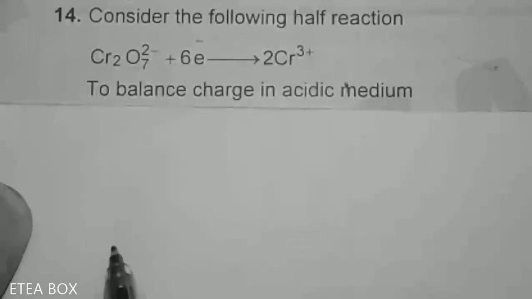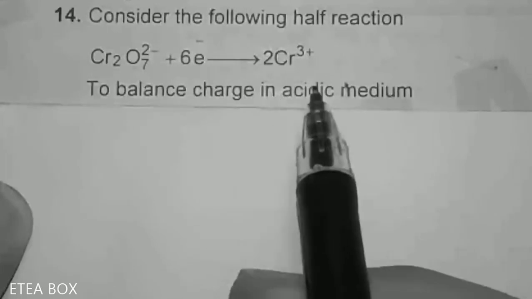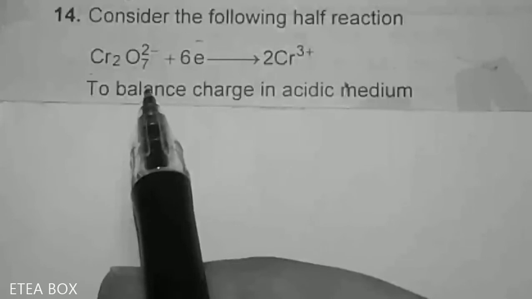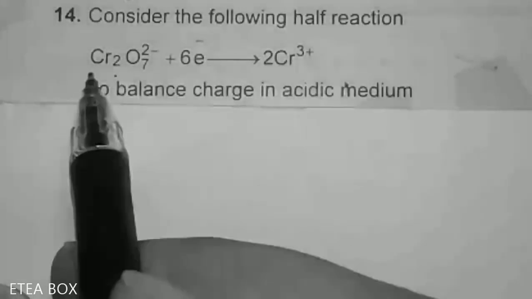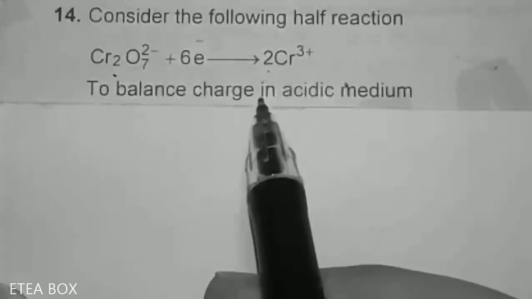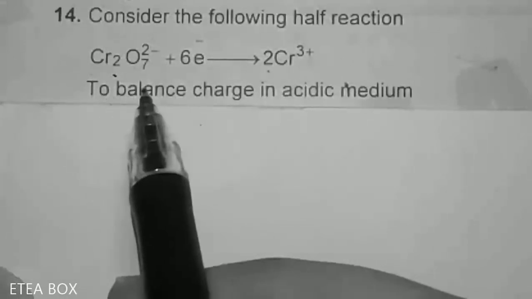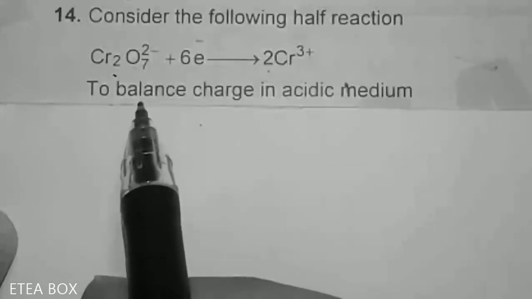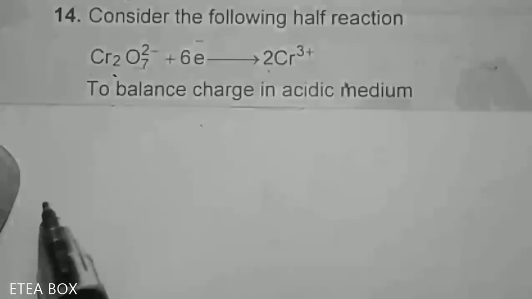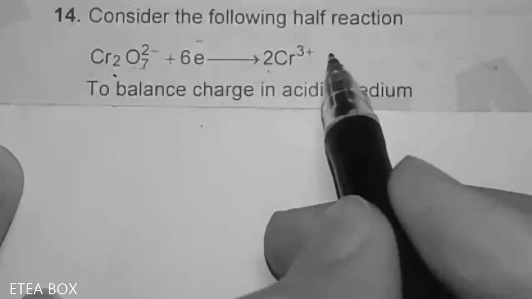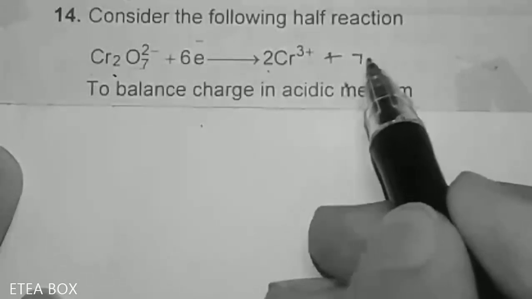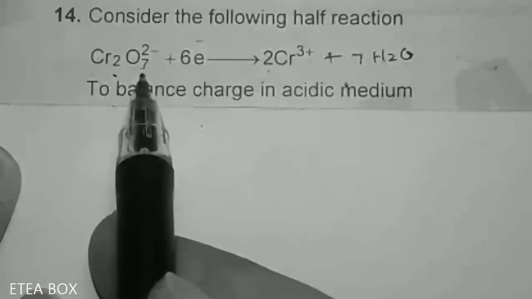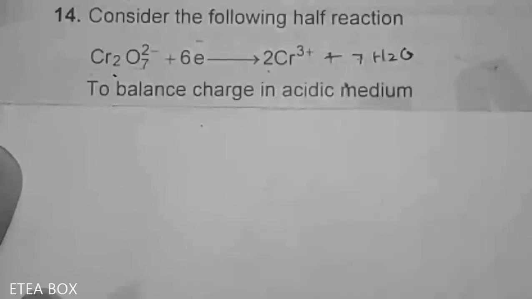Now look at here. Here are some rules. The first rule is to balance the elements other than hydrogen and oxygen. Chromium here is 2 and here it is also 2. It means that chromium is balanced. Now we have to balance the oxygen. Oxygen here is 7. On the other side of the equation add 7 water, 7 H2O, in order to balance the 7 oxygen.